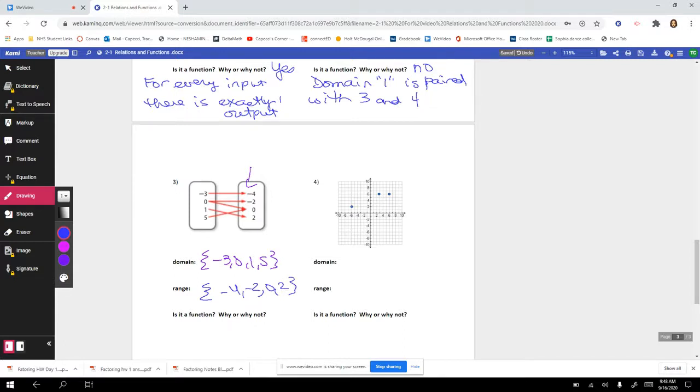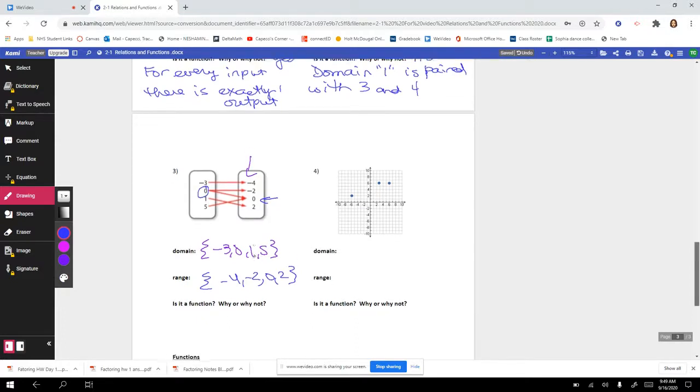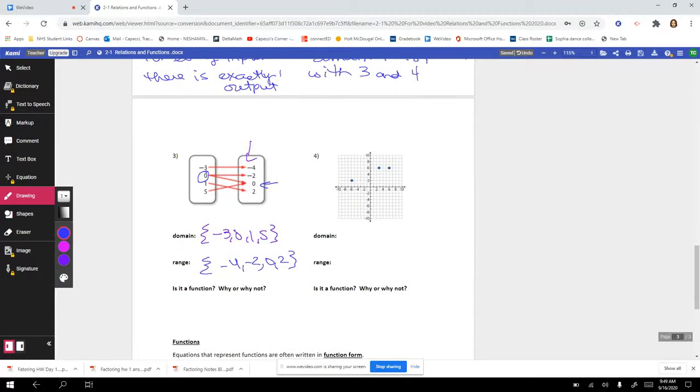Now, let's do this. Is it a function? The problem really is this 0. It's fine that 2 goes to 0 here in my range. That would not impact whether it's a function or not. It's this 0 right now. That 0 goes to -2 and to 0, so that makes it not a function, right? It's paired with 2 values. So we're going to say no, that's not a function, because 0 is paired with -2 and 0. So that's a no.